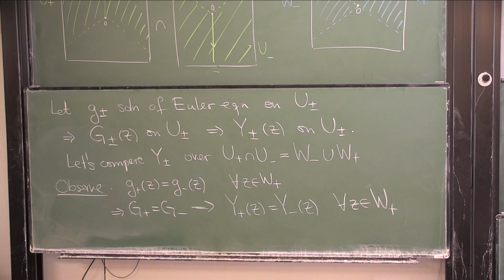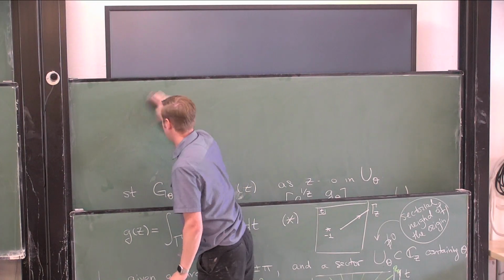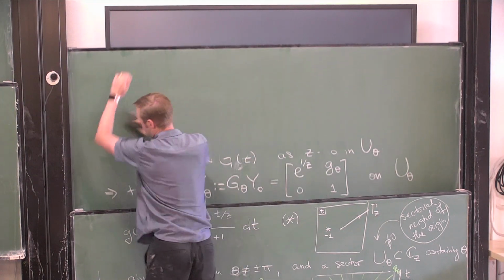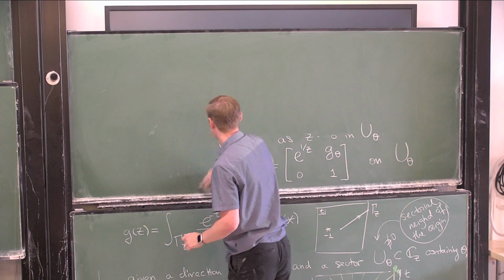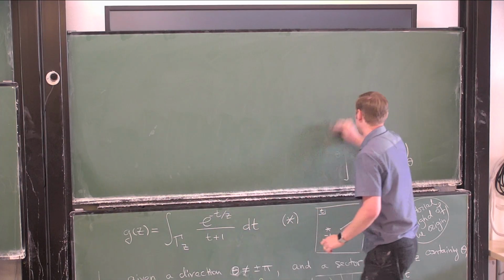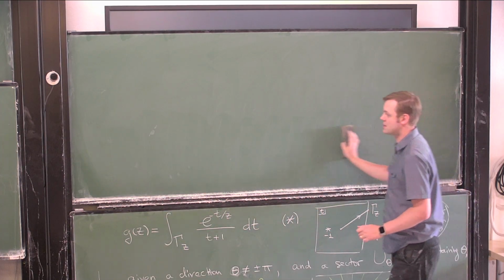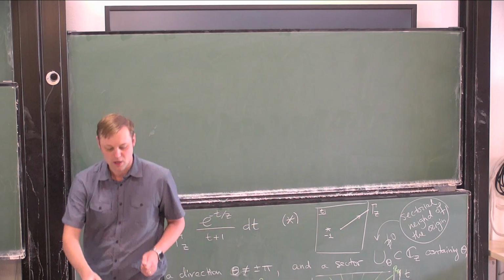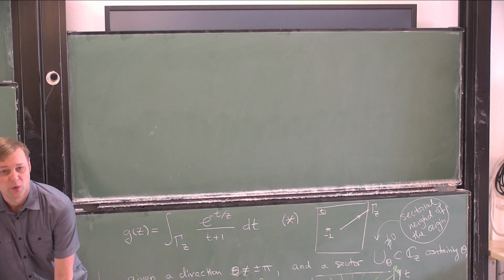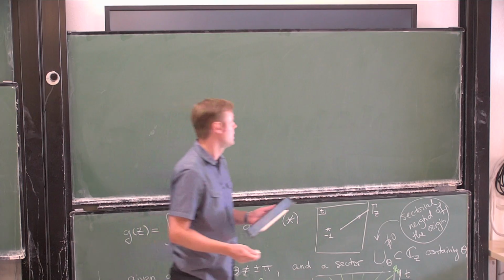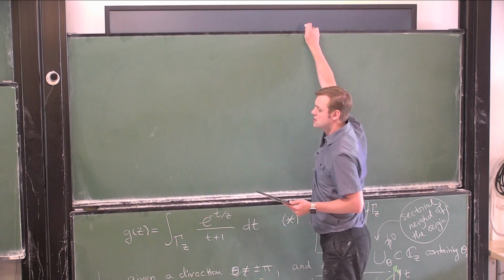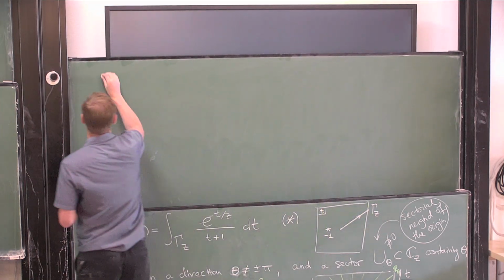However, if we look at the other component of the double intersection, that's where the definition of G encounters that pole at t equals -1. And so that's where we see a discrepancy.